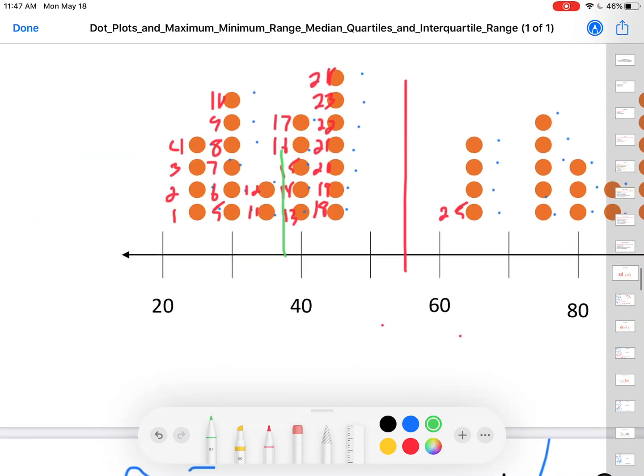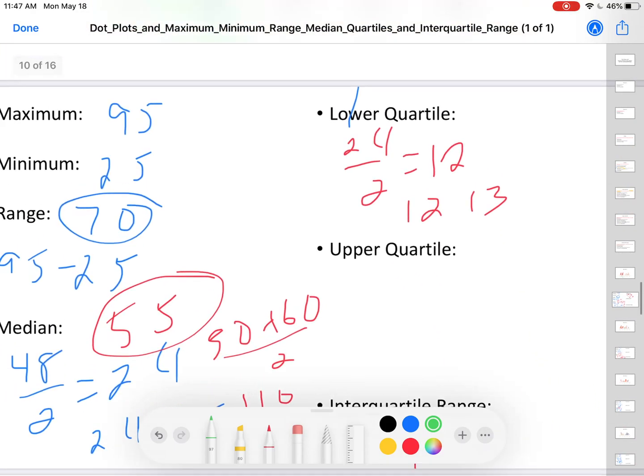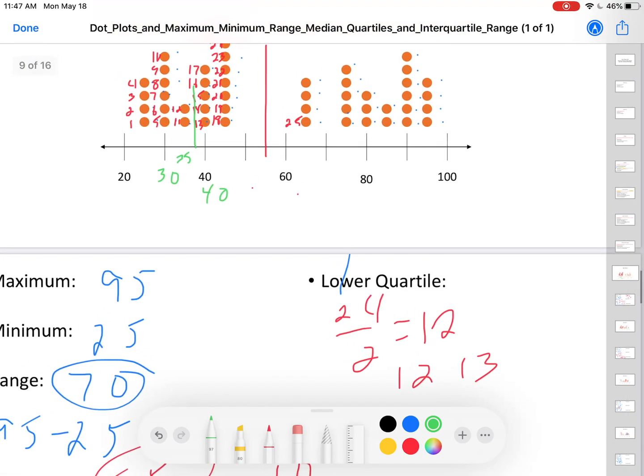I need the value of that line. This is 30. This is 35. This is 40. It's halfway between 35 and 40. So to find the lower quartile, I will do 35 plus 40 divided by 2 is 75 divided by 2 is 37 and a half. Please use a calculator if you need it. But that's the lower quartile.